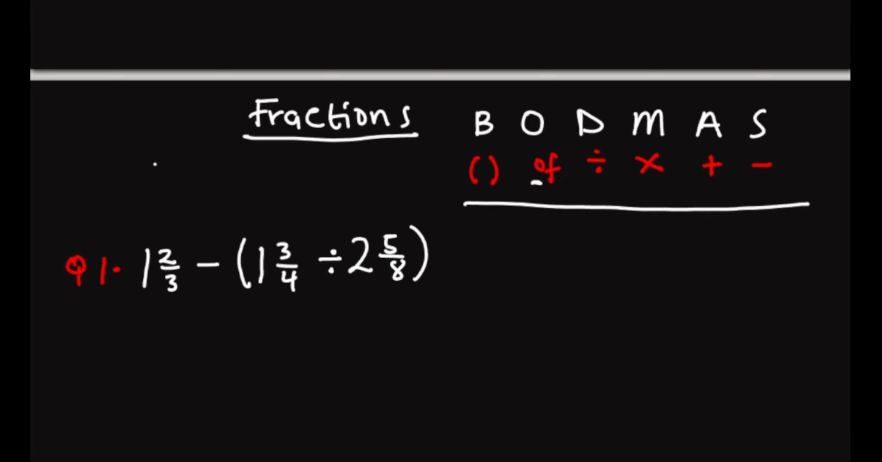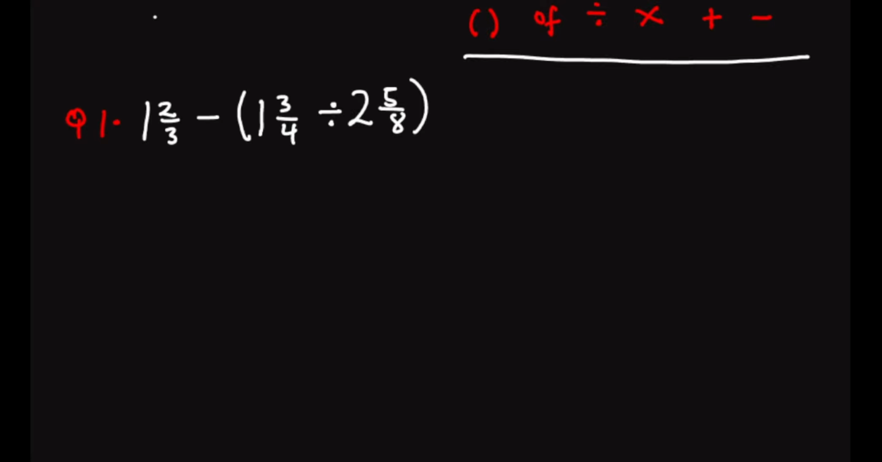So let's look at this question we have right here on the screen. It says simplify 1 whole number 2/3 minus, in brackets, 1 whole number 3/4 divided by 2 whole number 5/8. You can pause the video to try your hands on the question and then confirm your answer later in the video. So solving this, first of all, we need to convert the mixed fractions to improper fractions.